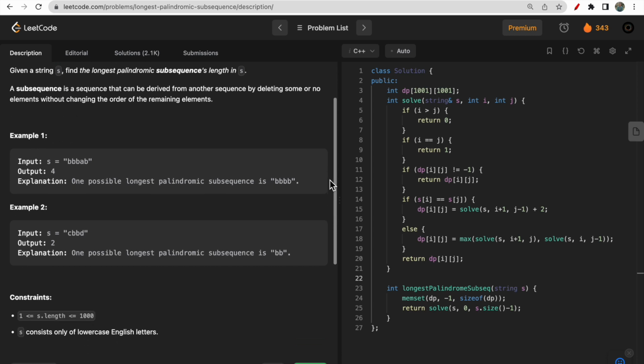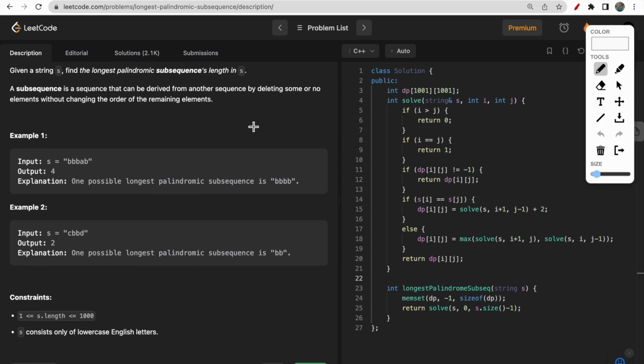So we need to return the longest subsequence for a given input string. And that longest subsequence must be a palindrome. Yeah, keep this in mind, palindrome.